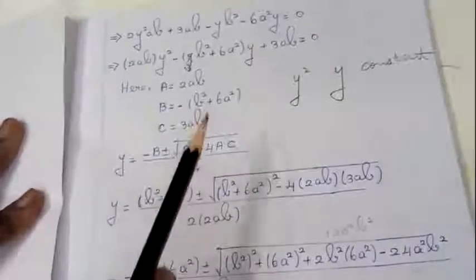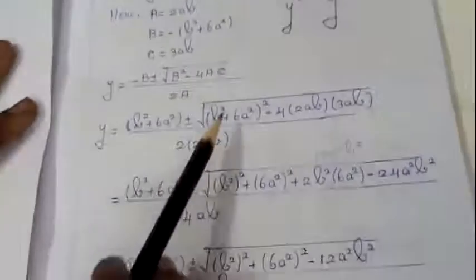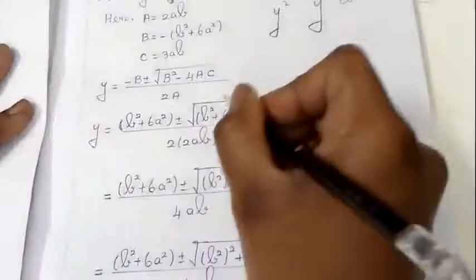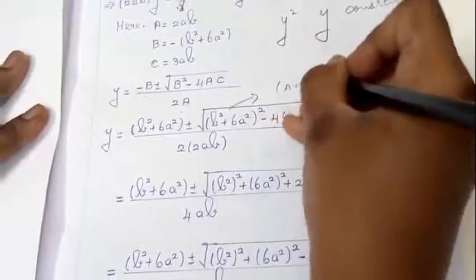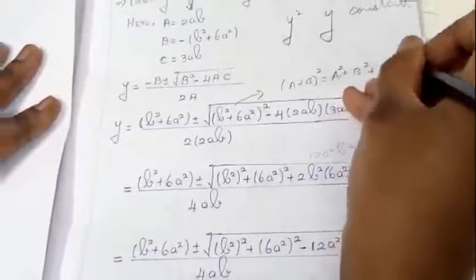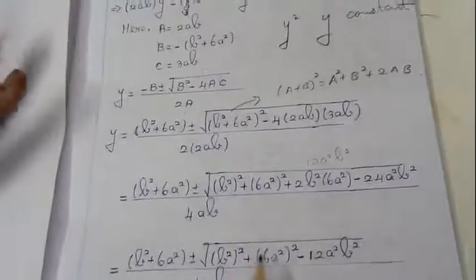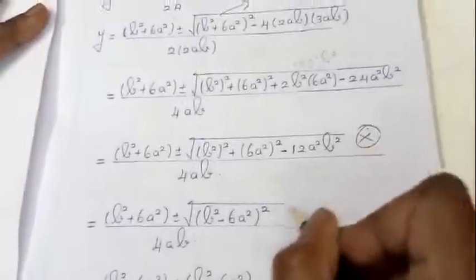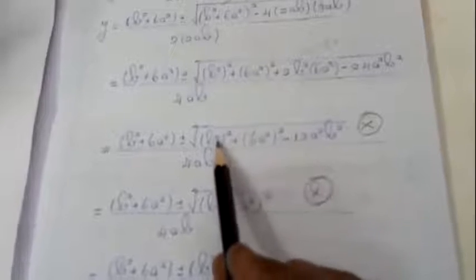Replacement: instead of a, b, c, I am just replacing the values. After replacing, I am applying the a plus b whole square formula here. What is the formula for a plus b whole square? That is a square plus b square plus 2ab. I am applying this formula. Do the calculation, students. Take time, do it. Only this part inside the square root is very important. We have to do the calculation. After doing the calculation, you have to analyze the value inside.